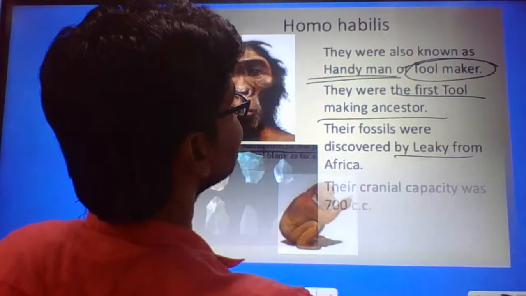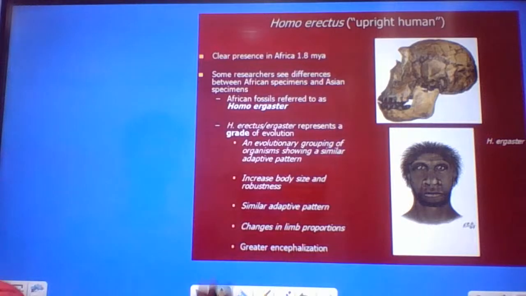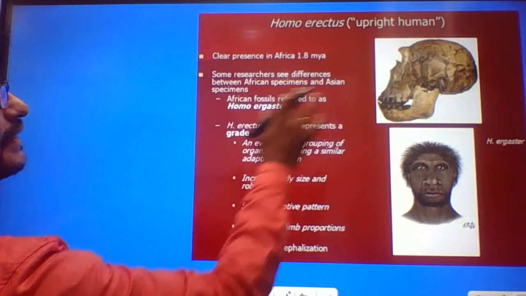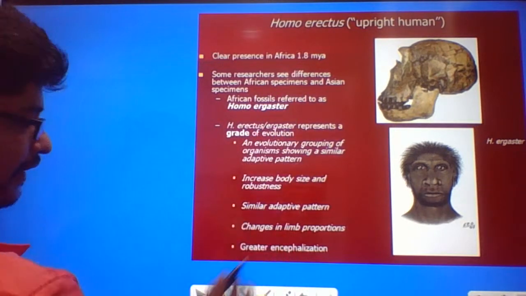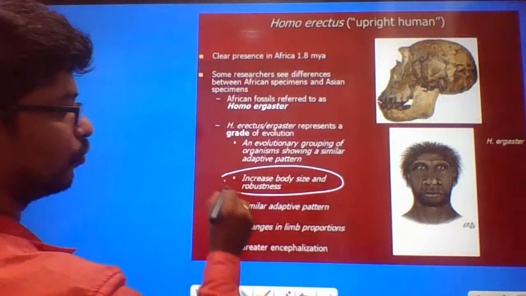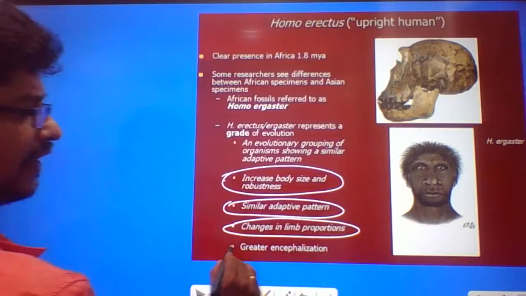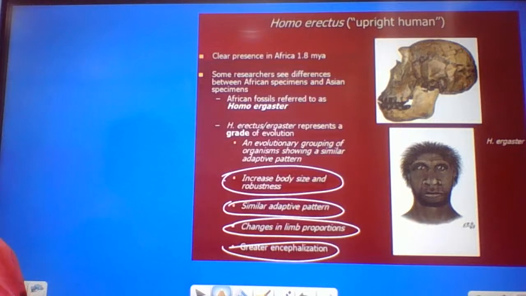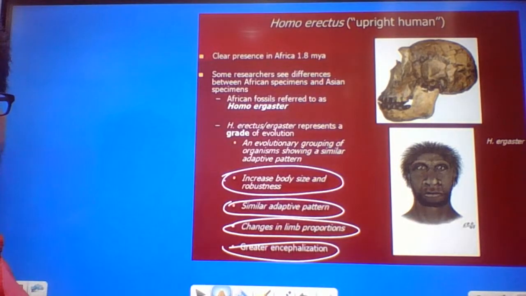Okay, Homo habilis, then Homo erectus. Coming to Homo erectus, there is a clear presence in Africa, and some research compares African specimens and Asian specimens. Here you could see increased body size and robustness, a similar adaptive pattern, changes in limb proportions, and greater encephalization. These are things where they started behaving like a human being, where consciousness and intellectuality started increasing.